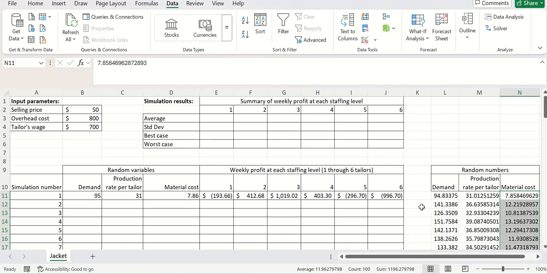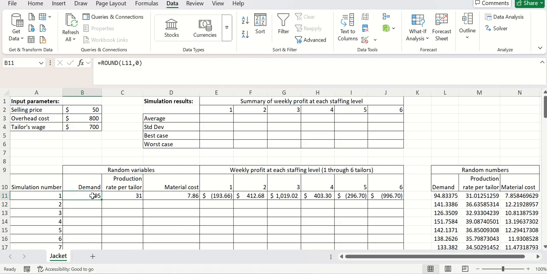All right. Now we've generated over here 100 different demands, 100 different production rates, and material costs different for each one of the weeks. You'll see that we have lots of decimal places here. We don't need all these decimal places whenever we're looking at the actual production. As a matter of fact, we need to round these numbers.